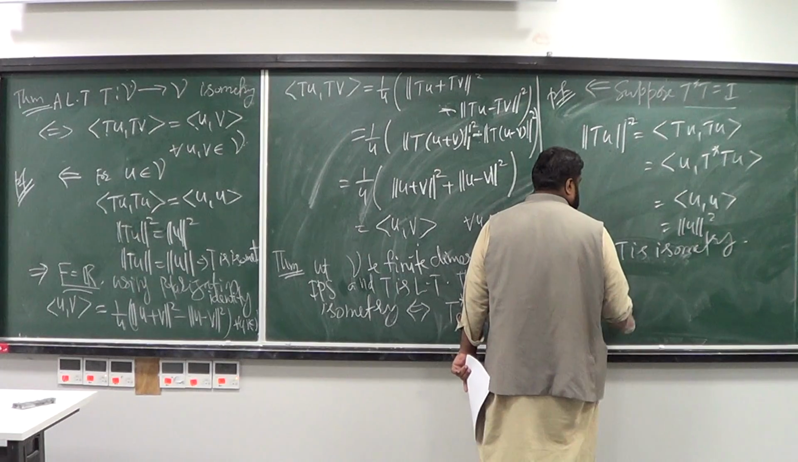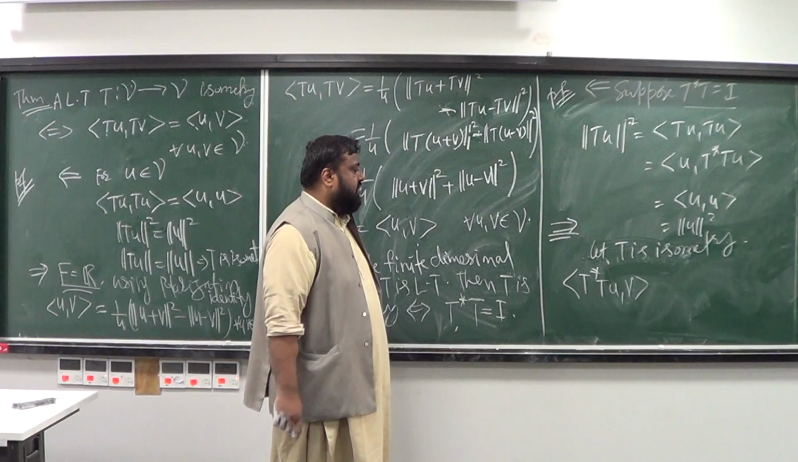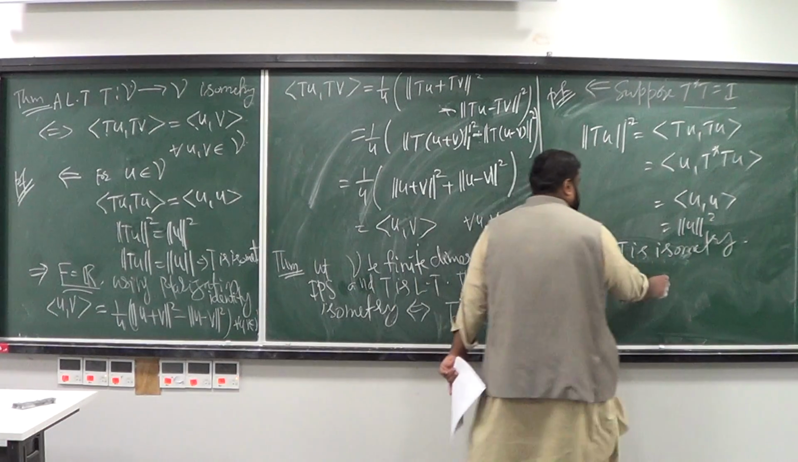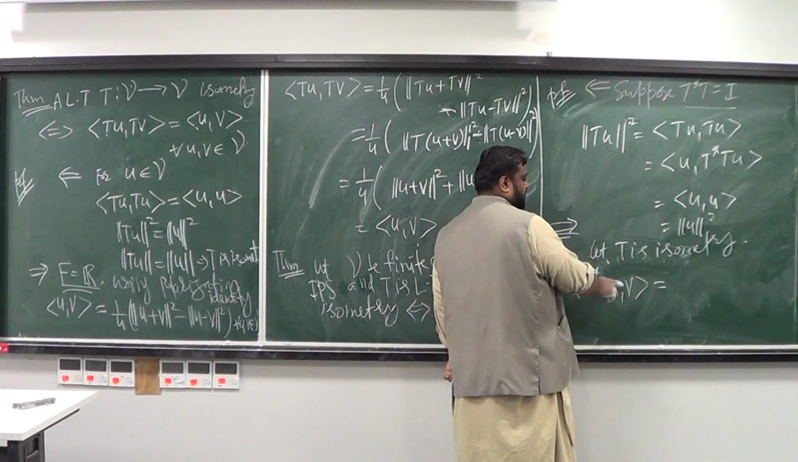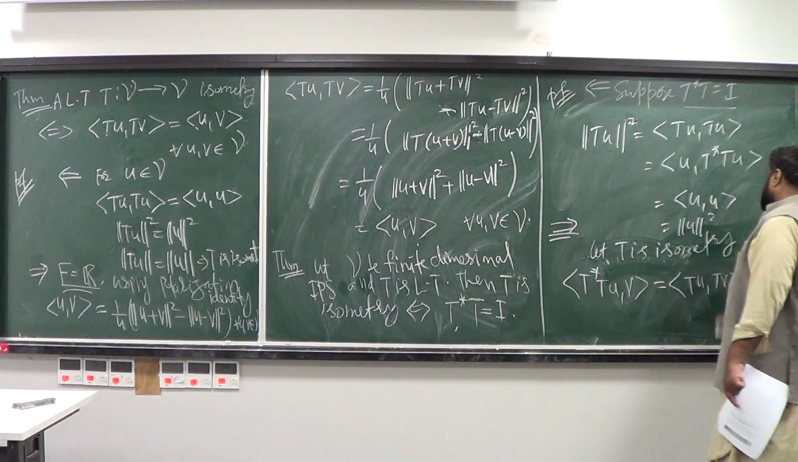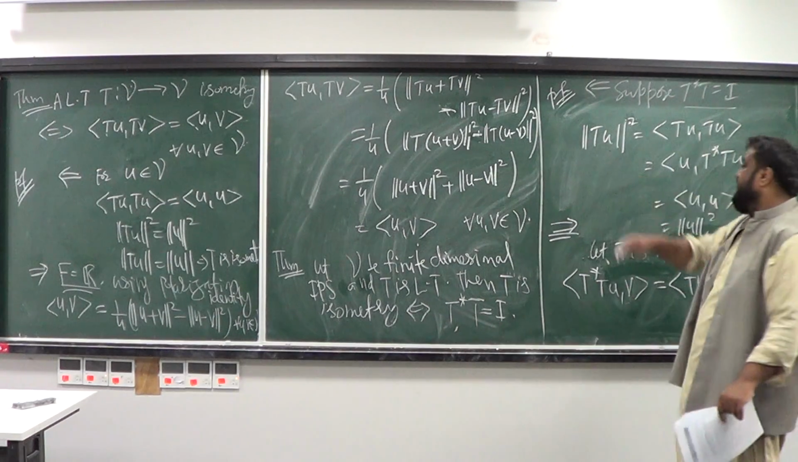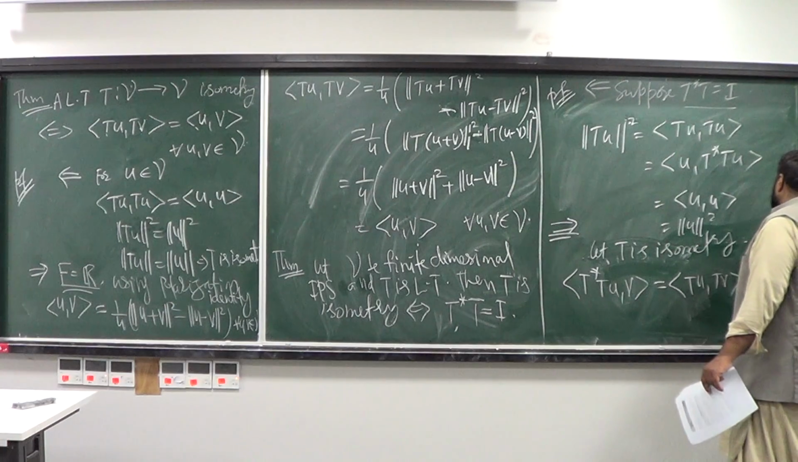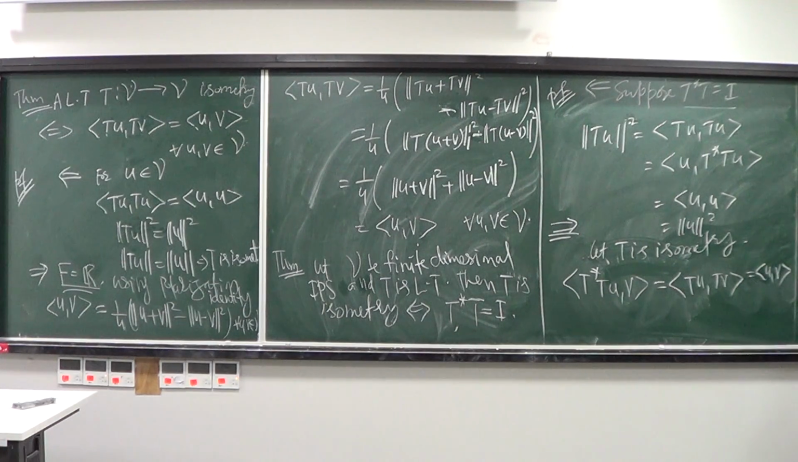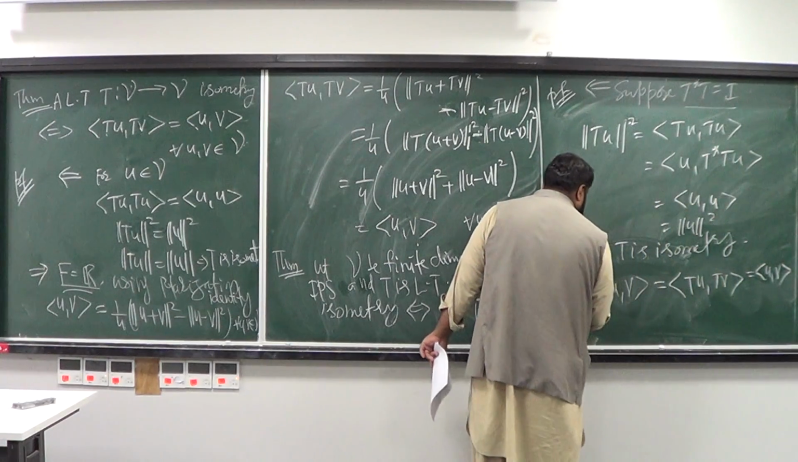T star T operated onto U, and let's take its inner product with V. Then by definition of adjoint, if you throw this on the other component, it's going to be TU, TV, by definition of adjoint. And if T is an isometry, then by this result, this is equal to UV. And what does this show?